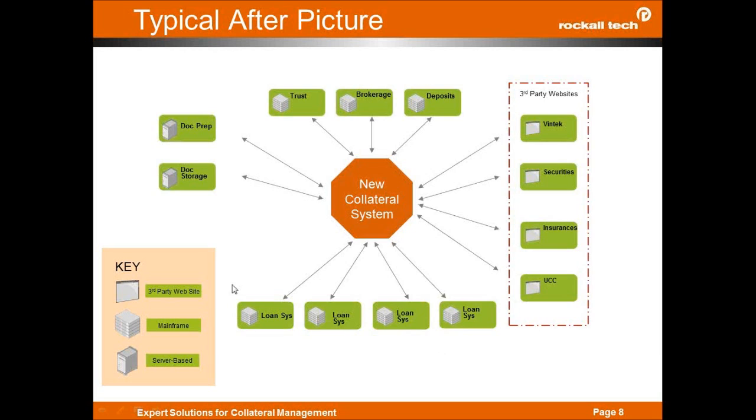At the bottom of the picture you see various systems, loan systems at play, and a good system will probably support multiple loan systems because particularly big organizations, they may have various systems managing various types of loans, whether it be commercial loans or consumer loans or wealth management loans, etc. And a good unified system will take feeds from all these sources into the collateral system. The key to this diagram, obviously, on the left-hand side here is you've got mainframe systems, you've got server-based systems, and you've got third-party websites.